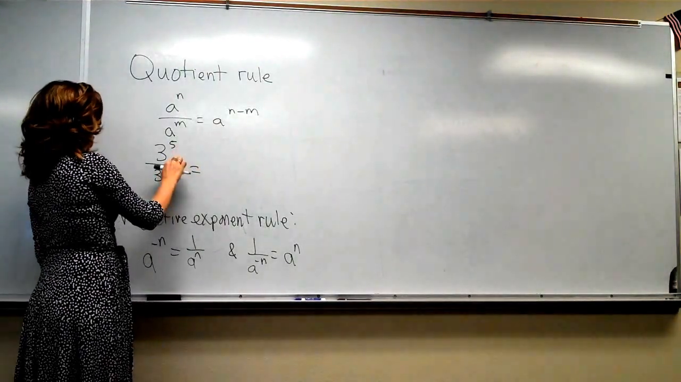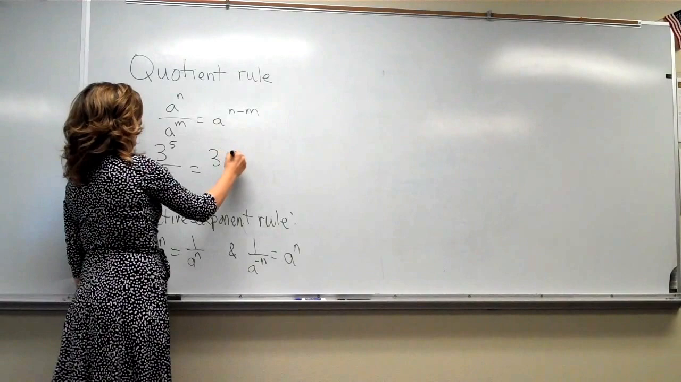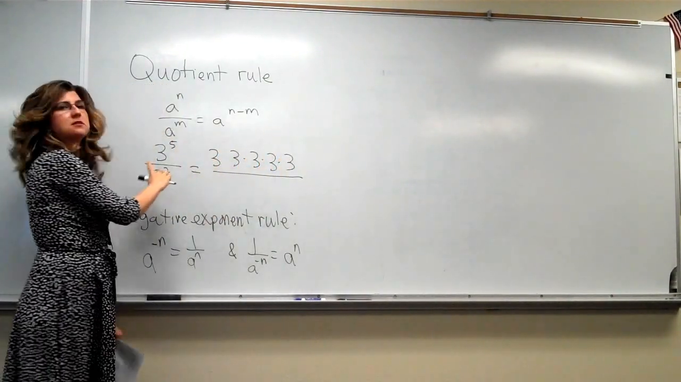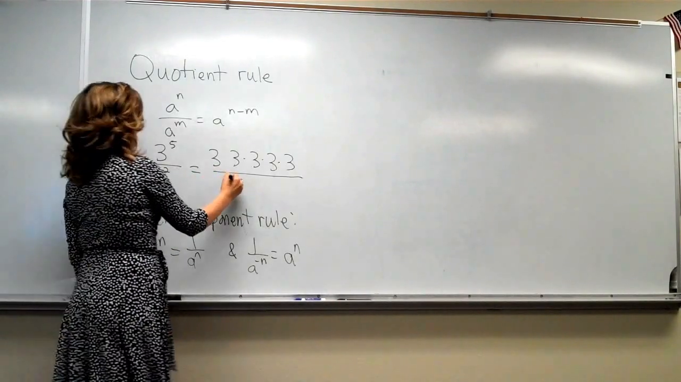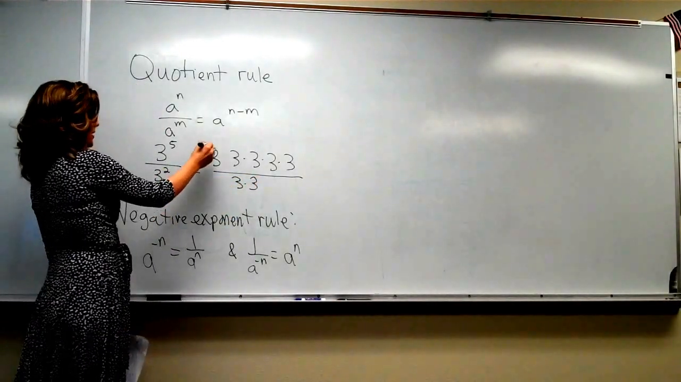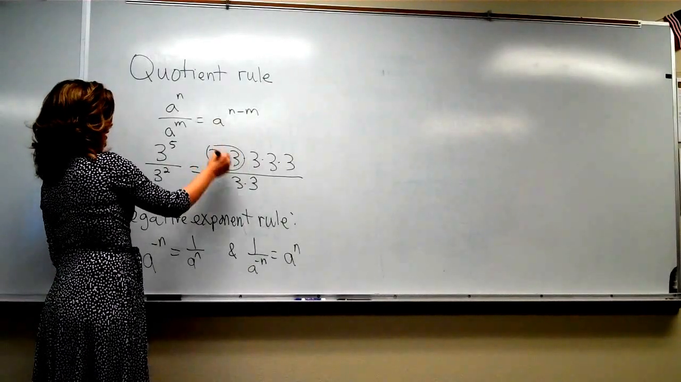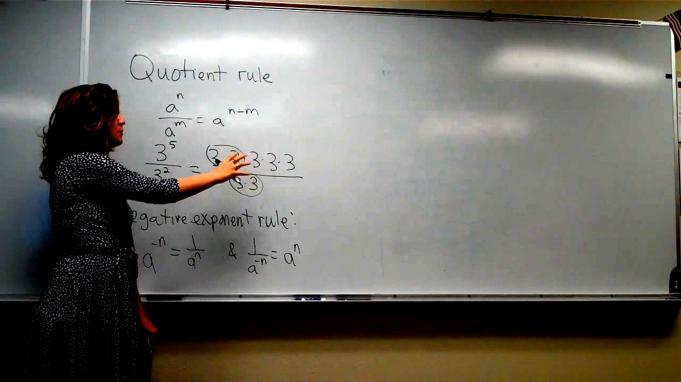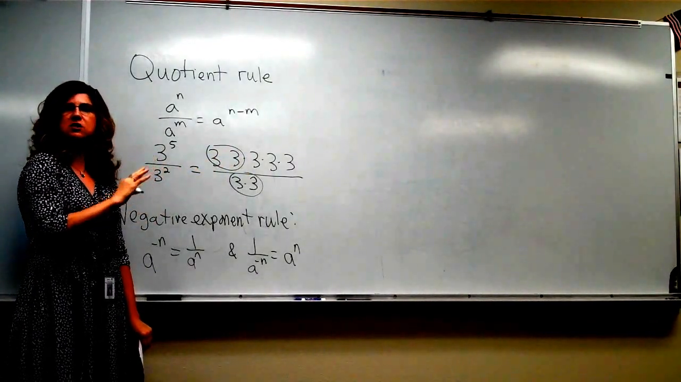Well, then 3 to the 5th is 3 times 3 times 3 times 3 times 3. There's 5 copies of that because it's to the 5th. And 3 squared, there's 2 copies of that because it's to the 2nd power. Notice that this pair of 3's and this pair of 3's will cancel out because everything is being multiplied and divided. There's no addition and subtraction here.